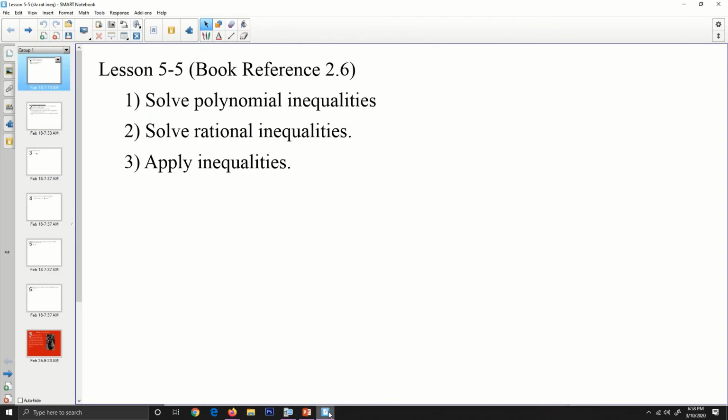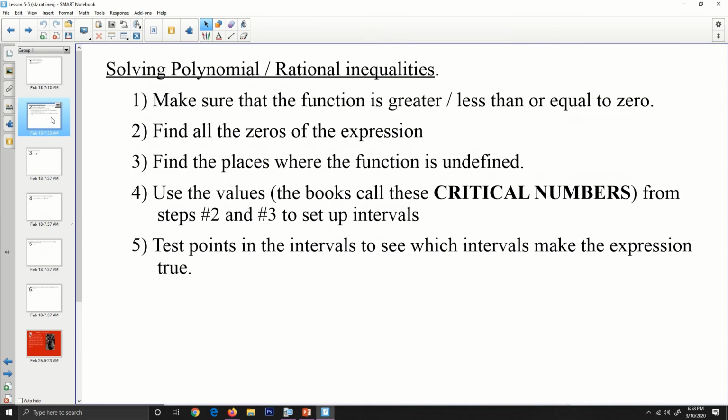Today we're going to solve polynomial inequalities, solve rational inequalities, and apply inequalities. The rules hold true whether they're polynomial or rational inequalities. First, make sure that the function is greater than or less than or equal to 0. Then find all of the zeros of that expression, and find the places where the function is undefined. We use these values, which the book calls critical numbers, from steps 1 and 2 to set up intervals. Then we test points in the intervals to see which intervals make the expression true.